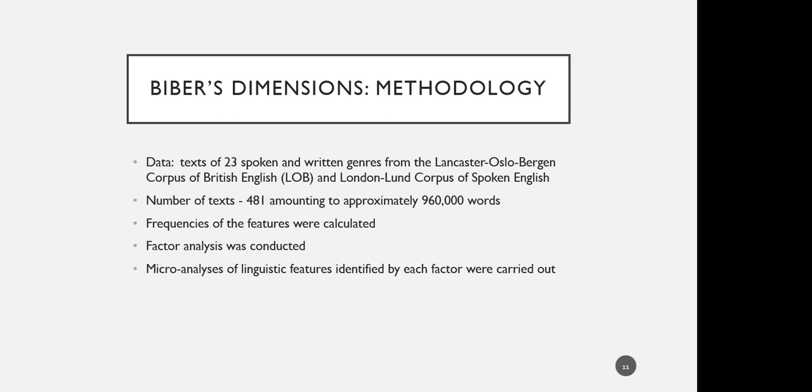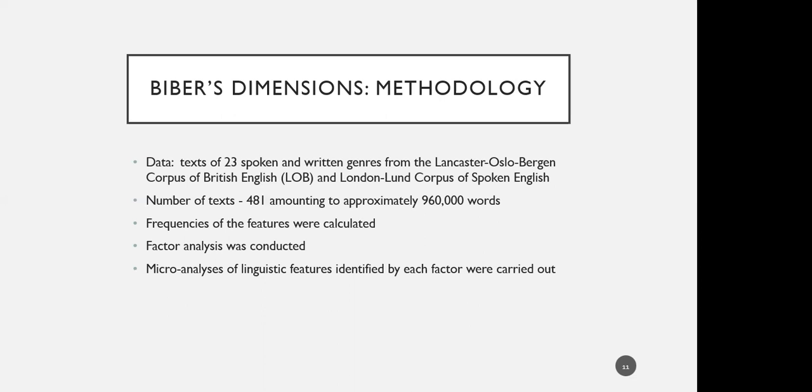And as for some examples of written genres, they are very different. In fact, like biographies, press reviews, academic prose, official documents, and so on. So in total, 23 spoken and written genres were analyzed. And talking about the size of the data, there were 481 texts amounting to approximately 960,000 words.